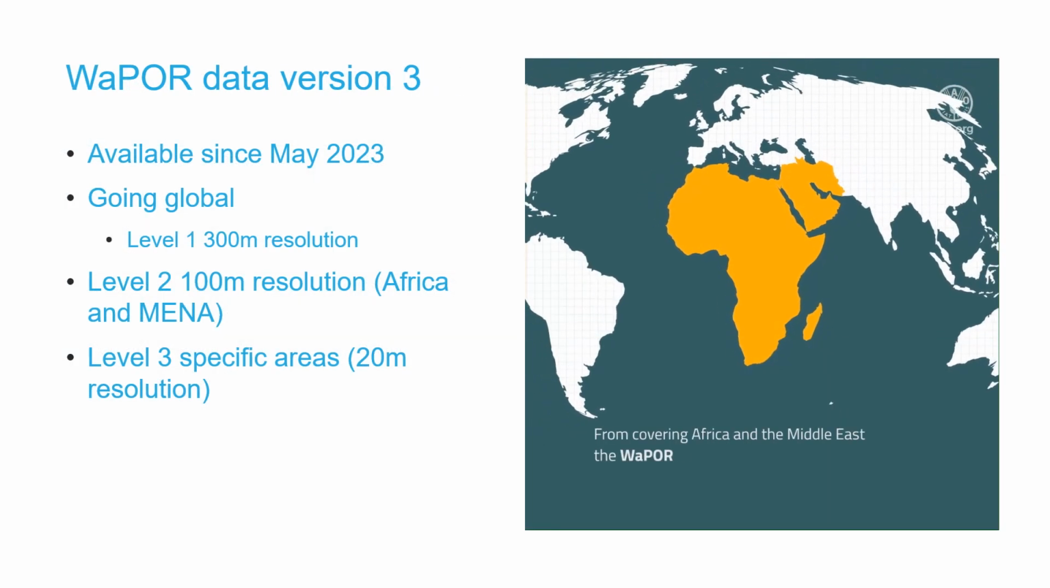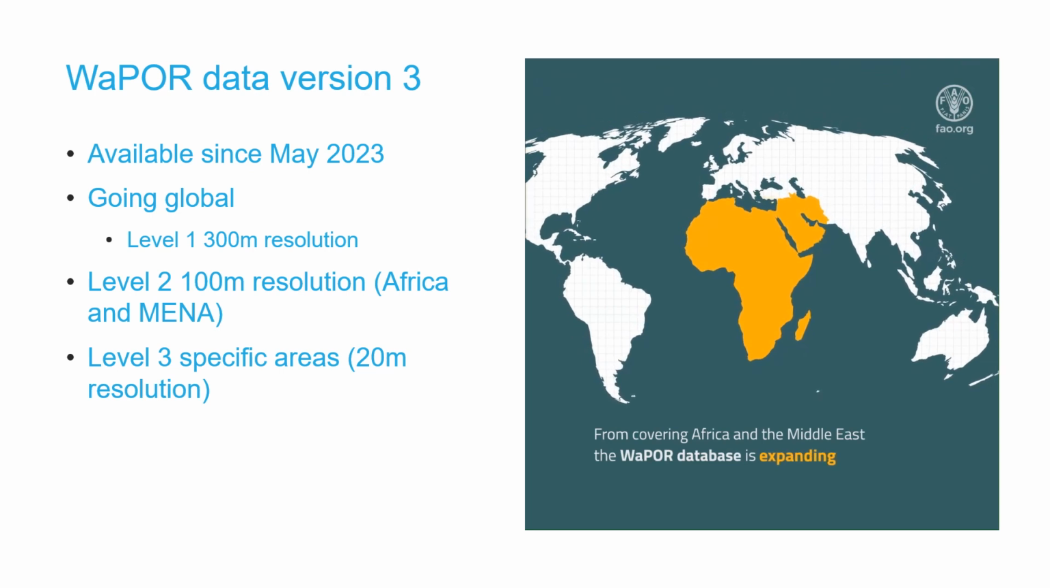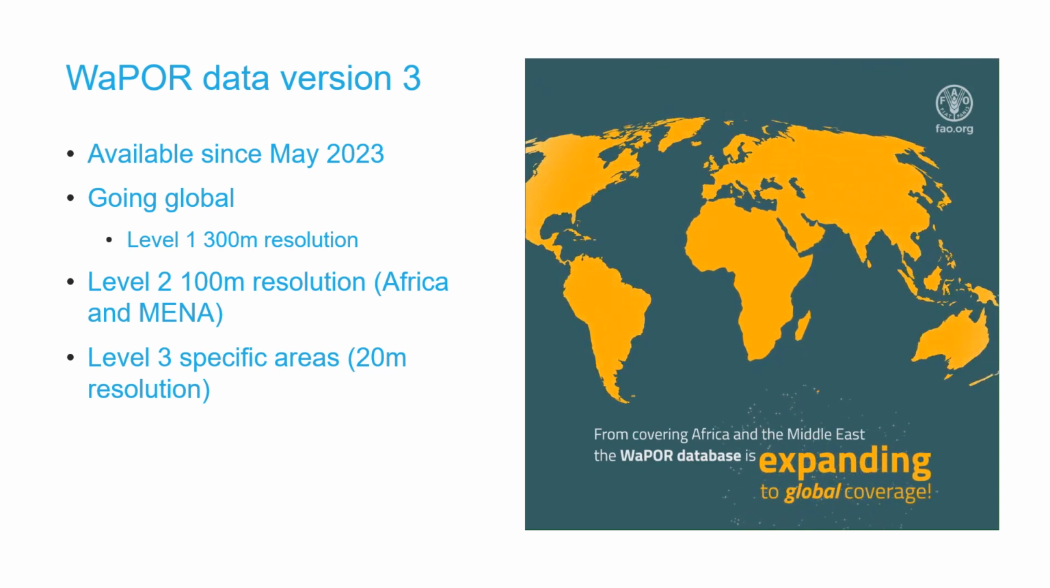A new version of the WaPOR data was released in 2023. This WaPOR version 3 now provides data for the entire globe at 300-meter resolution. The level 2 data of 100-meter resolution will be made available for the old WaPOR extent of Africa and MENA region. Level 3 areas will remain available for specific areas. Once available, we will share more information about the changes in version 3.